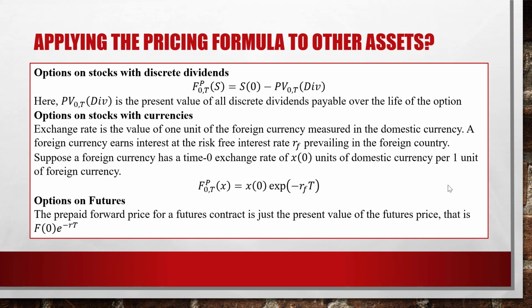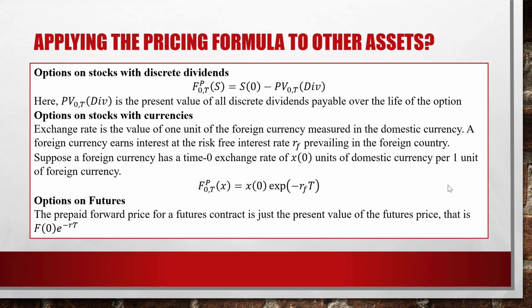The second case is options on currency. The exchange rate is the value of 1 unit of the foreign currency measured in the domestic currency, and the foreign currency earns interest at the risk-free interest rate RF prevailing in the foreign country. Suppose a foreign country has a time 0 exchange rate of X0 units of domestic currency per 1 unit of foreign currency. The prepaid forward price of X is X0 times e to the minus RF T.